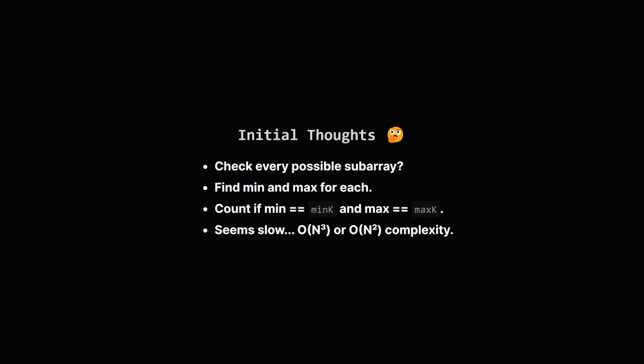Okay, the most straightforward idea is just check everything. We could look at every single possible start position and every single possible end position to define a subarray. Then, for each subarray, we'd scan through it to find its minimum and maximum values. If the minimum is minK and the maximum is maxK, we add 1 to our count. This works, but if the list is long, like 100,000 items, the number of subarrays is huge, roughly n squared divided by 2. And finding the min/max for each takes time too. This approach would likely be order n cubed, or maybe order n squared, if we're clever about finding min/max. Given the input size constraint, this is probably too slow. We need a faster way.